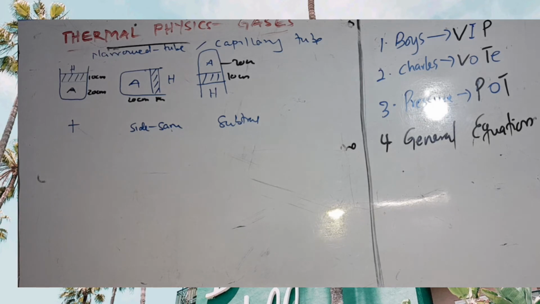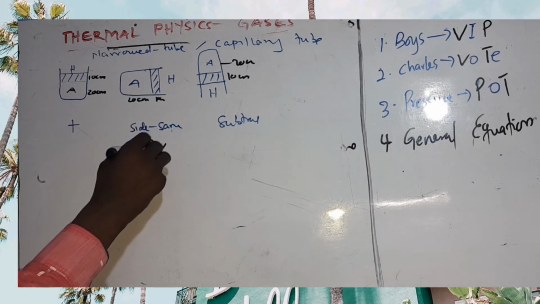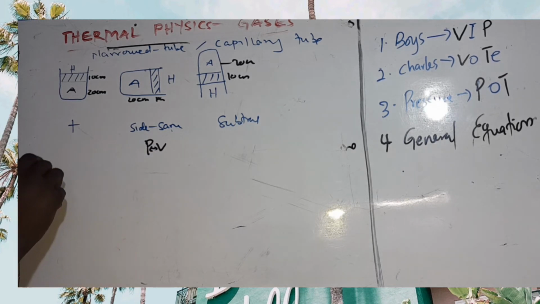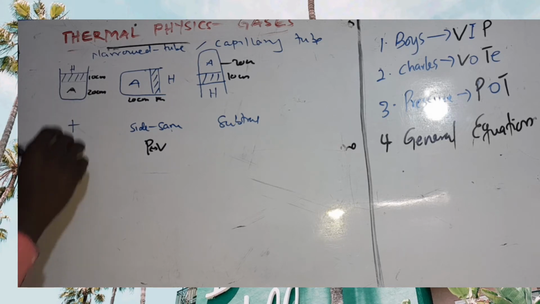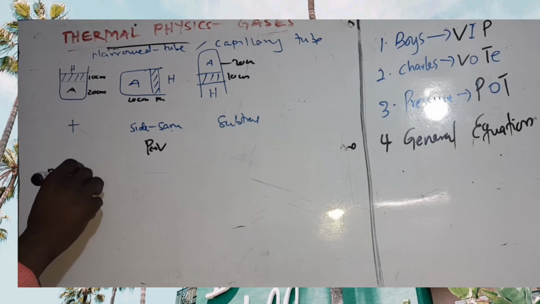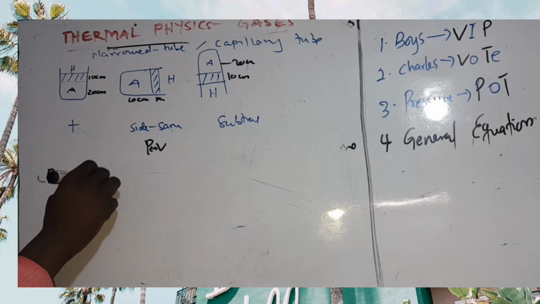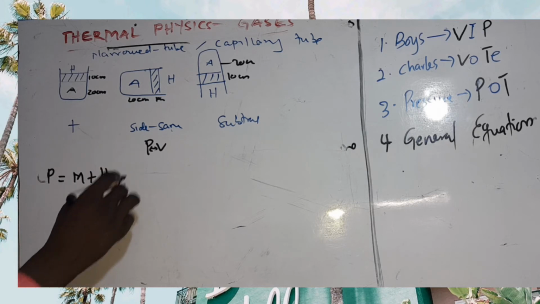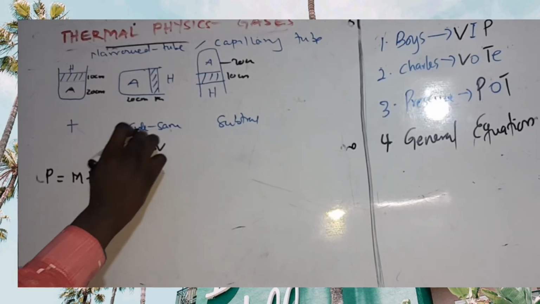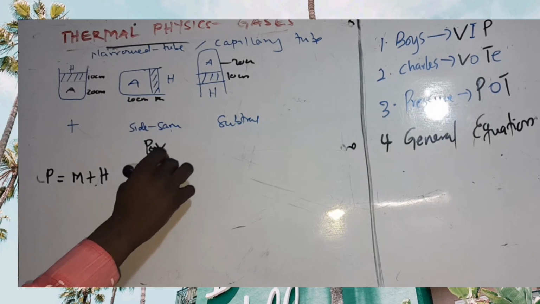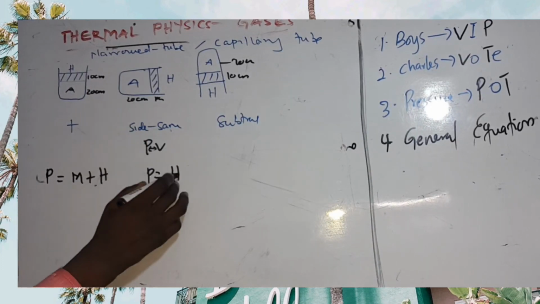First of all, we are looking at Boyle's law, which is P and V. We are writing pressure and volume. To find the pressure for this first scenario, the pressure is going to be that of the length of the mercury plus atmospheric pressure. Then for the sideways one, the pressure is the same as the atmospheric pressure. Atmospheric pressure is the H I'm putting there.